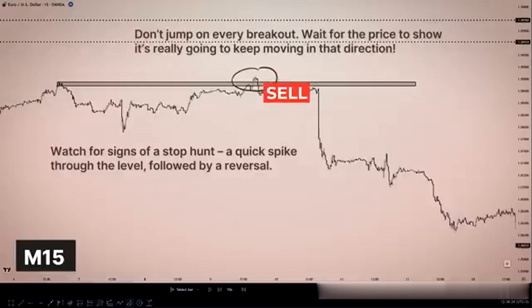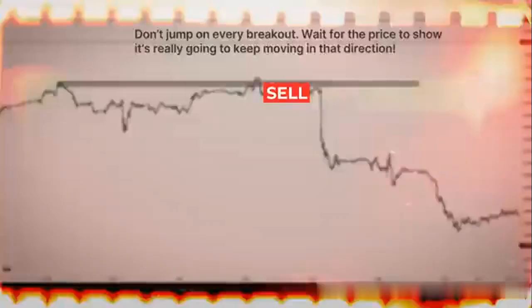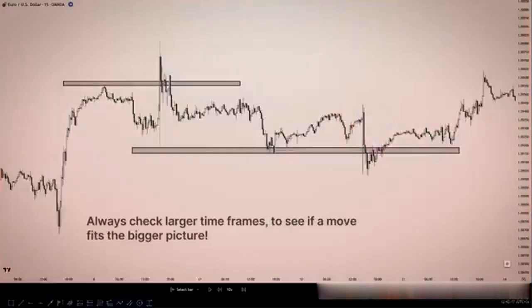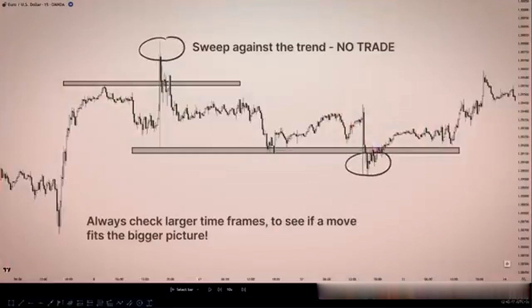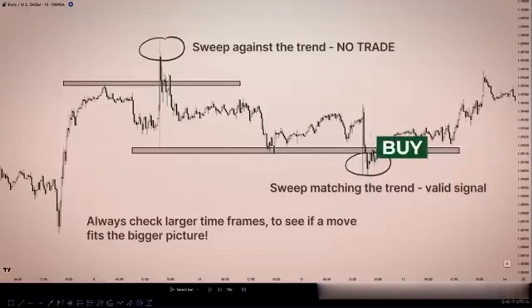Also, don't jump on every breakout. Wait for the price to show it's really going to keep moving in that direction. And always consult multiple time frames. Check larger time frames to see if a move fits the bigger picture or if it might be inducement. If you see the price quickly reject a level after breaking it, be ready for a possible reversal. And don't put your stops right at obvious levels. That's where inducement often targets.